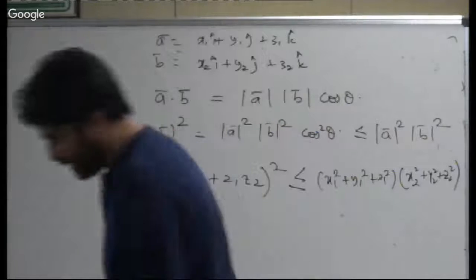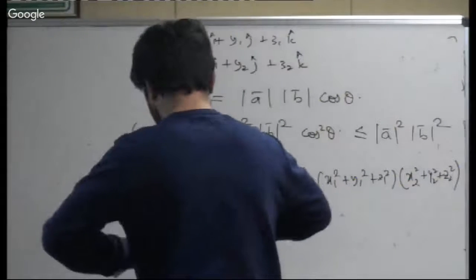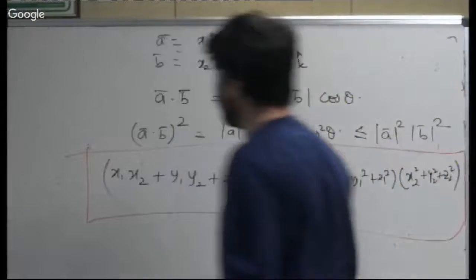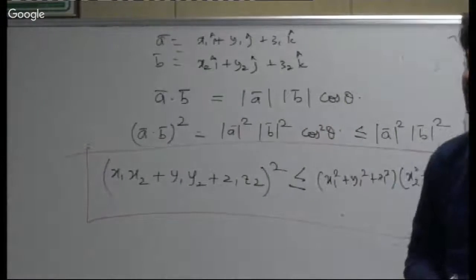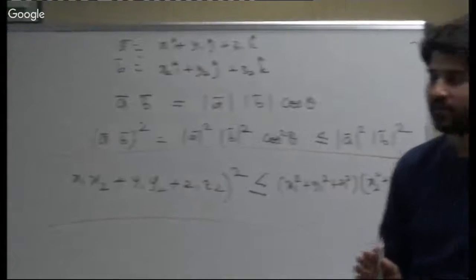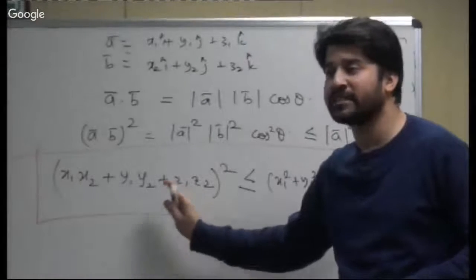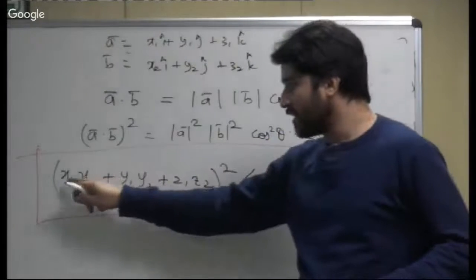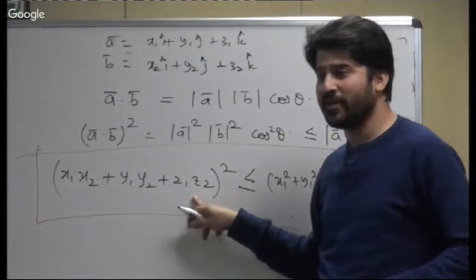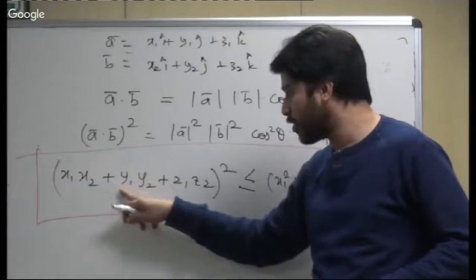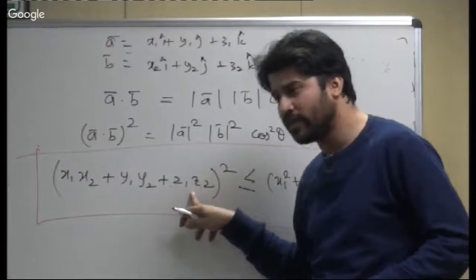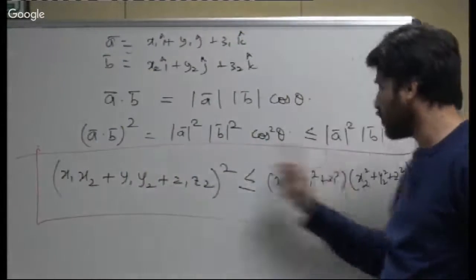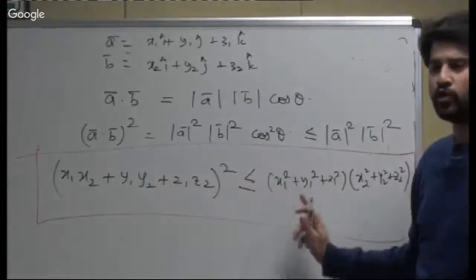x2 square plus y2 square plus z2 square. This inequality is true for any six real numbers. Any six real numbers, you understand? We are not talking about vectors now. We are talking about simple algebra of numbers. If these six are any real numbers, then the square of the product of the first two plus the product of the next two plus the product of the last two will be less than or equal to the sum of squares of the first three into the sum of squares of the other three. Now you know the root from where it is coming.